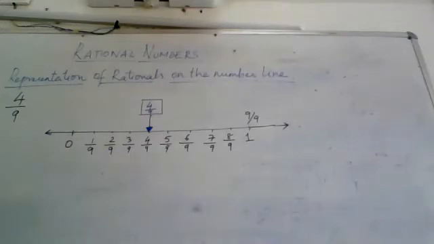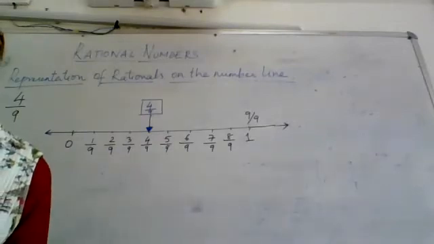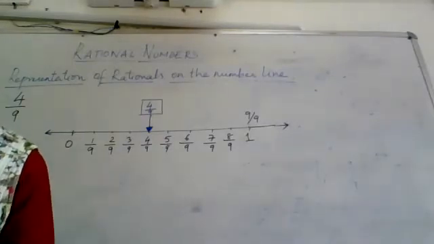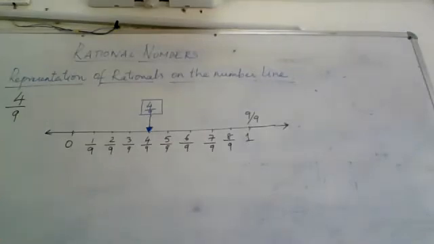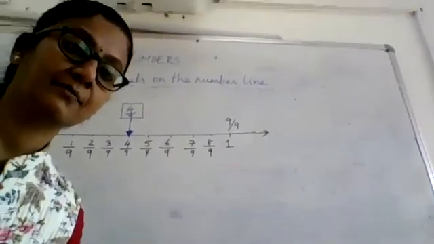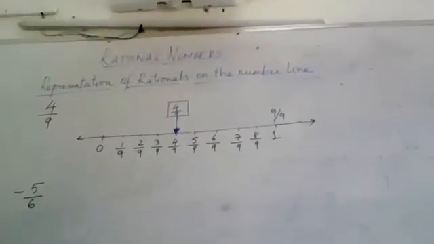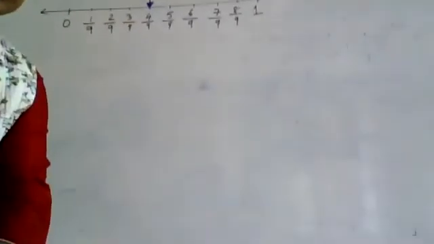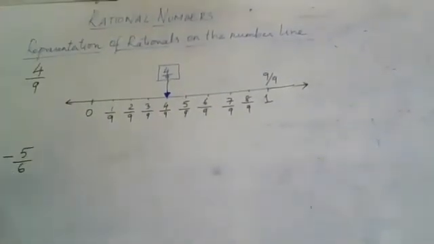Suppose I have a negative rational that I have to represent. I will take a negative rational from your exercise that may become one problem. I want negative 5 by 6. So this is my second rational that I want. Negative 5 by 6 is the second rational that I want to represent on the number line.